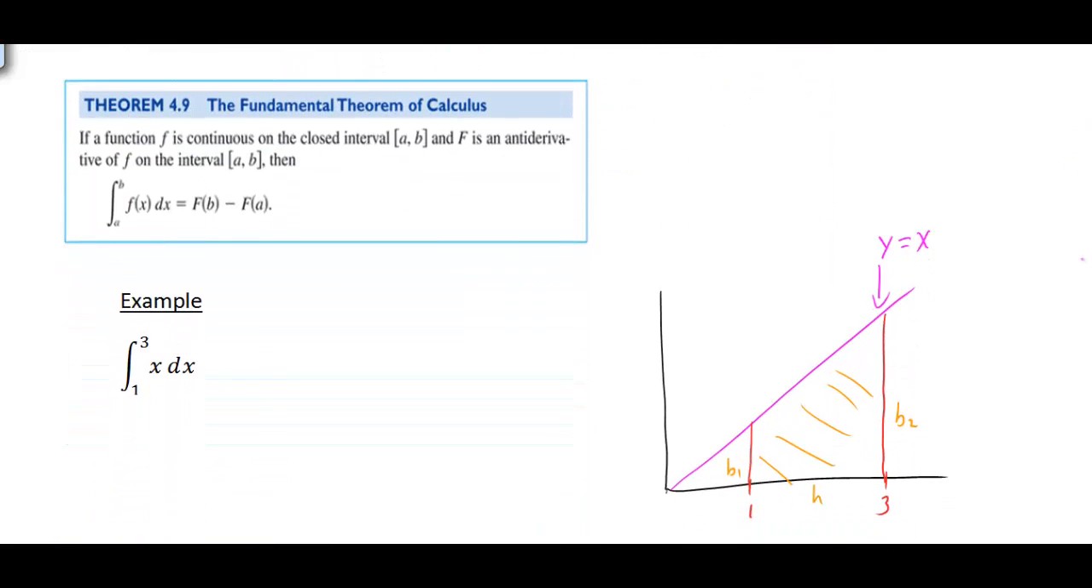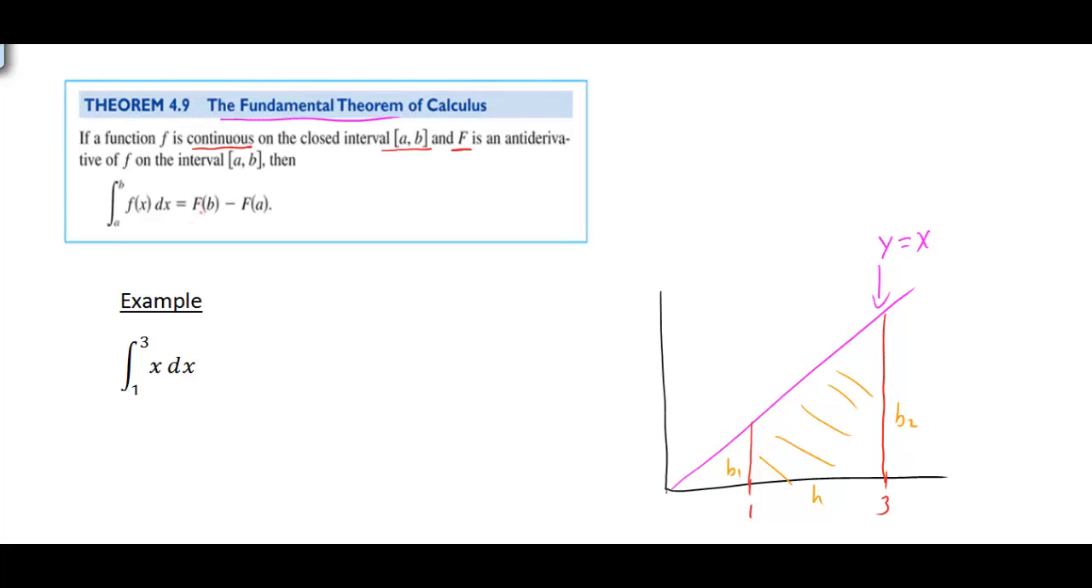So now let's look at this fundamental theorem here. The definition says that if a function is continuous on our closed interval from a to b, and notice here again, this capital F is representing our antiderivative of our function little f. So if we look at the integral of little f of x dx from a to b, we know how to integrate this.